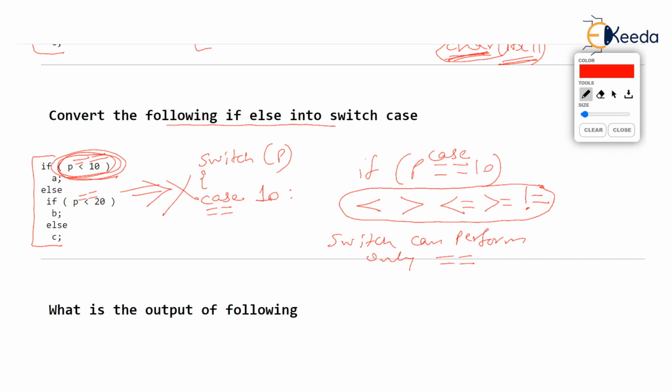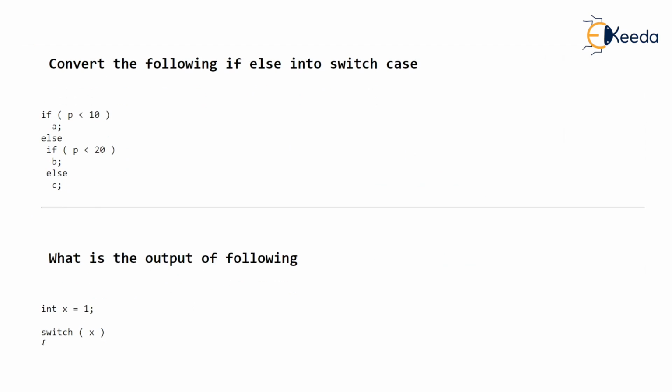I hope you have got this. Anyway, switch is a replacement to if, but switch can be a replacement to if else only if the comparison operator used is equal to. Only then you can write switch. All right. Let's check the next example.